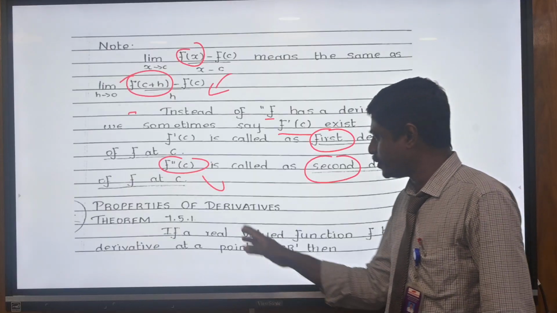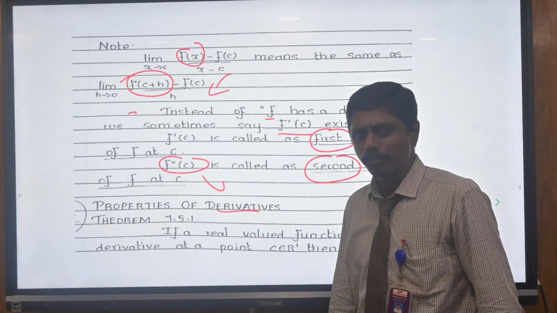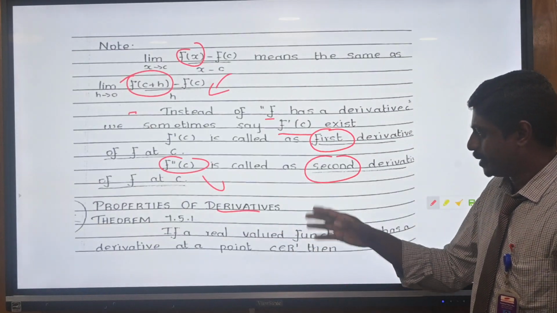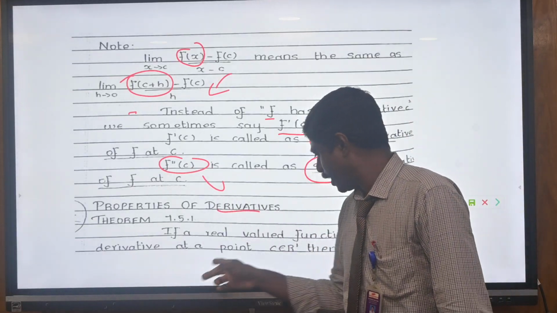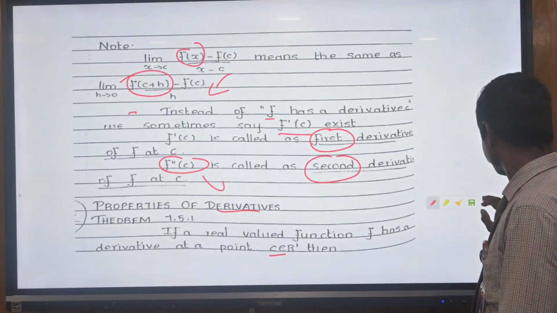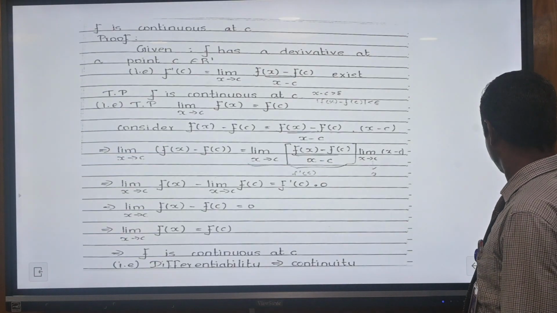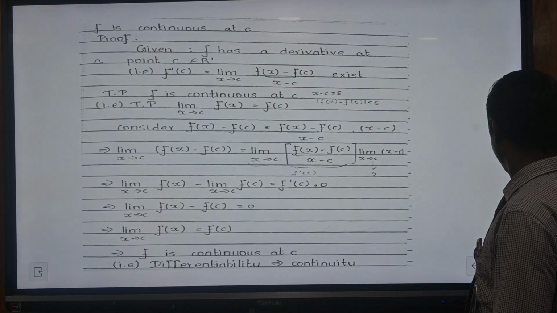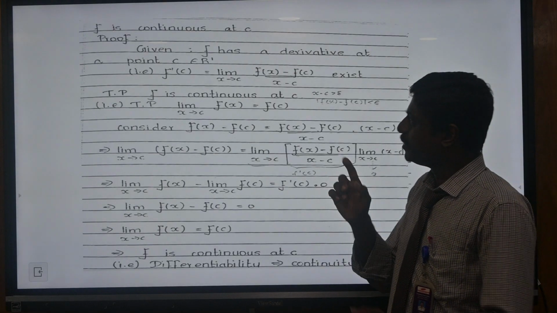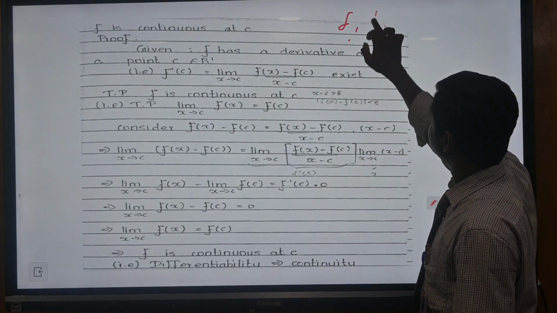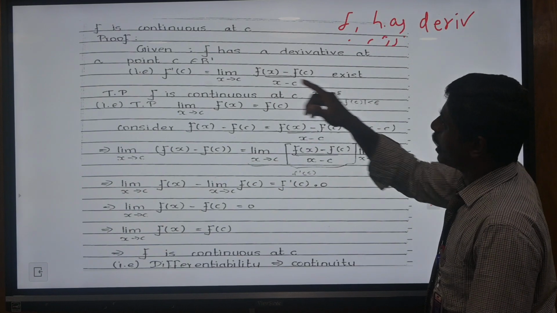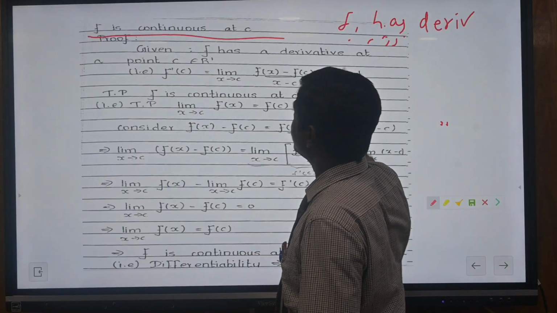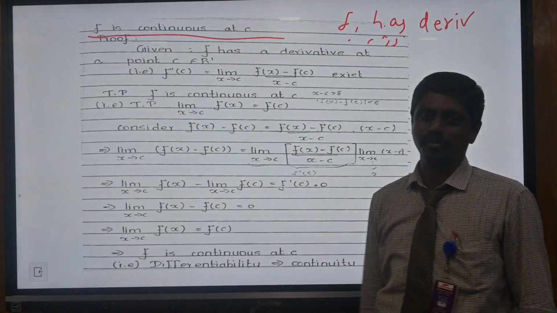Now let us see the properties of derivatives. Theorem 7.5: if the real valued function f has a derivative at a point C, then f is continuous. So f has a derivative, and you have to prove f is continuous. This is the property theorem.